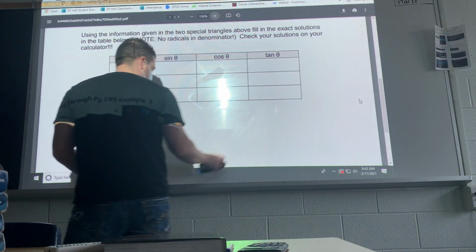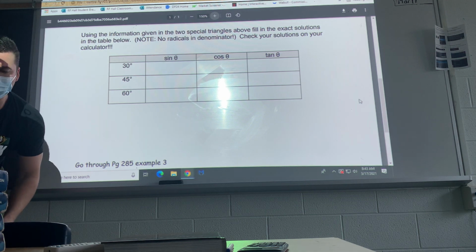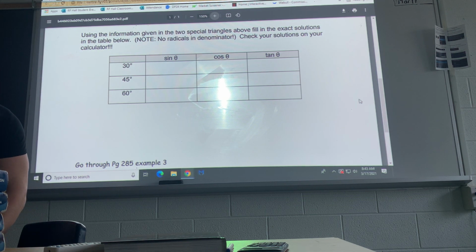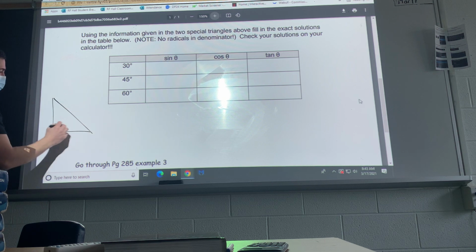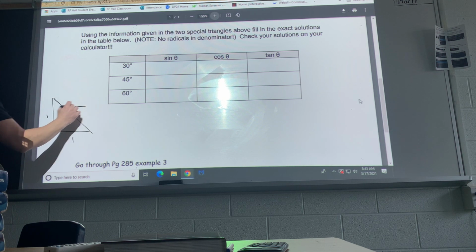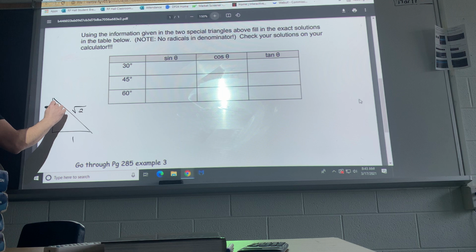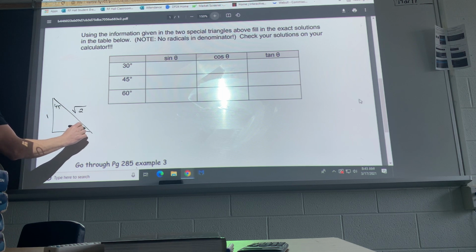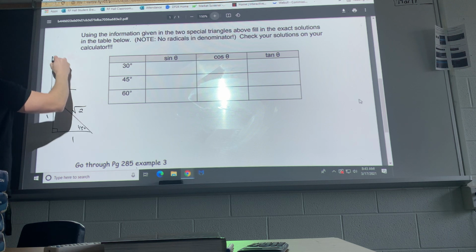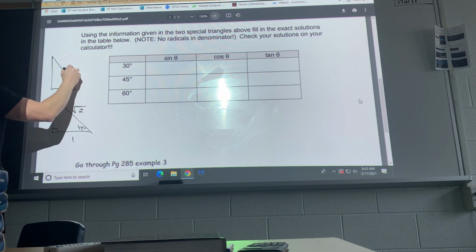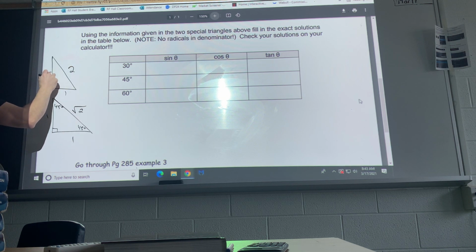Now we're going to fill in this chart based on the triangles. I'm just going to write the triangles again. So 1, 1, root 2. And then we have 2, 1, root 3.